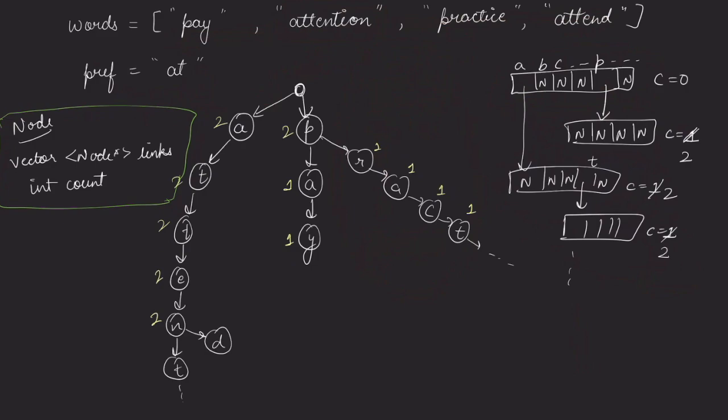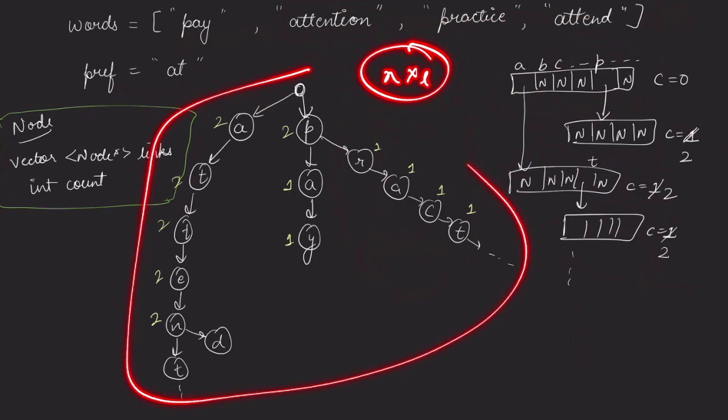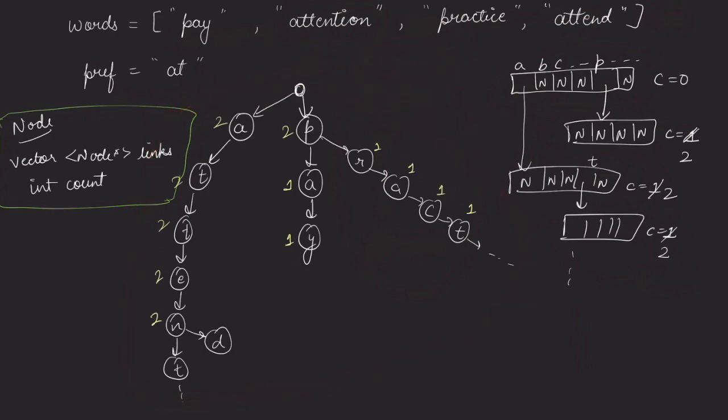So let us suppose that the maximum length of any of the words is L, and the length of the words array is N. So building this tree will take N into L time. Then if we talk about finding out whether the prefix is present here or not, we will be running a for loop for each of the characters in the prefix. If we assume that the length of the prefix is m, our time complexity here will be n into L plus m.